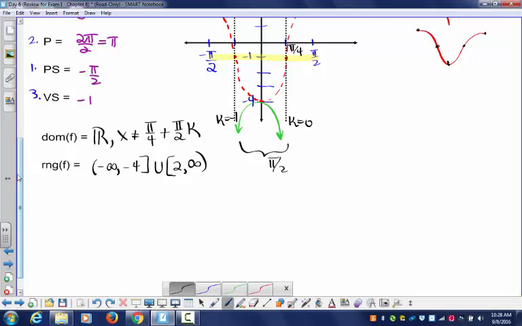Feel better than it did last week? Graphing last Thursday.